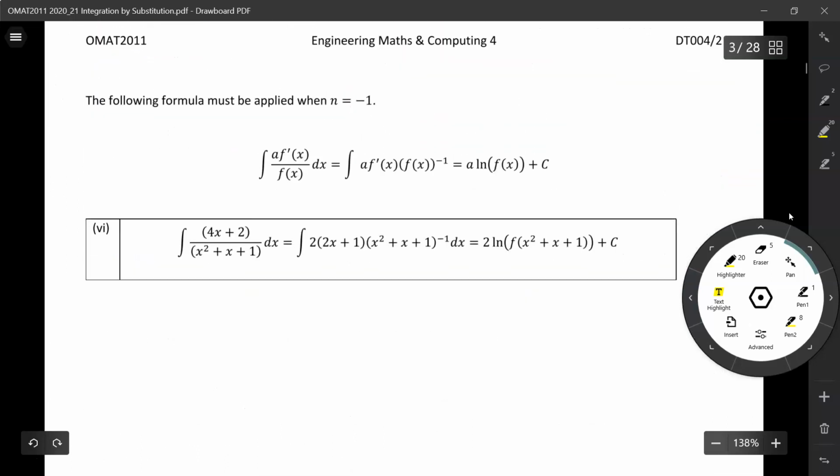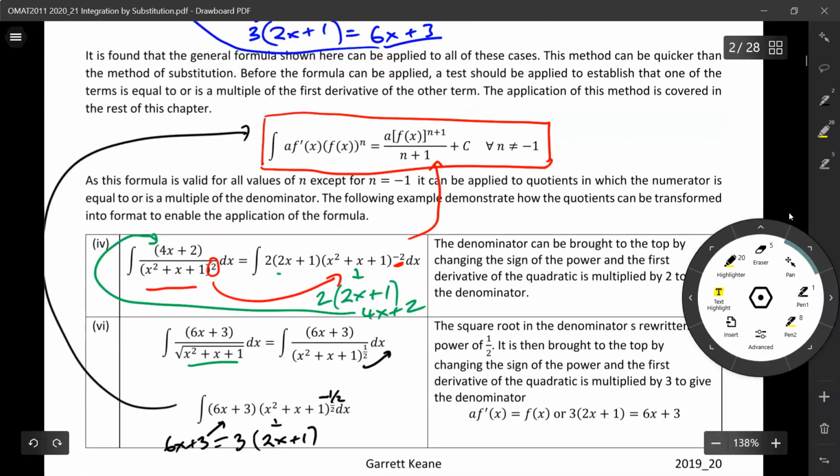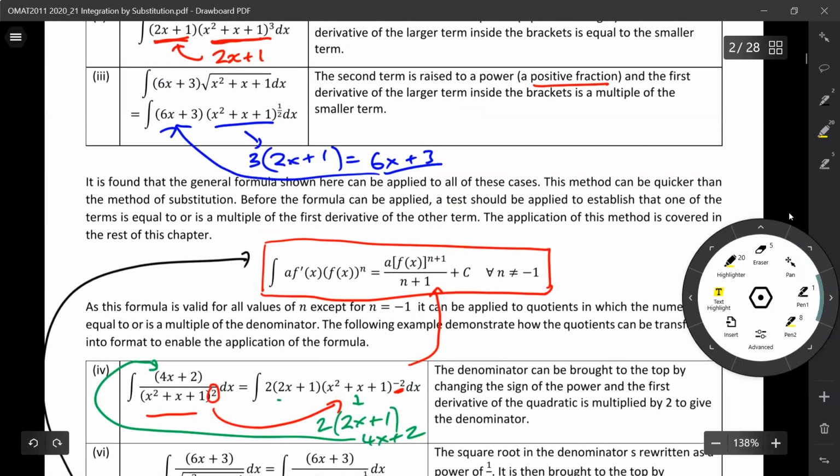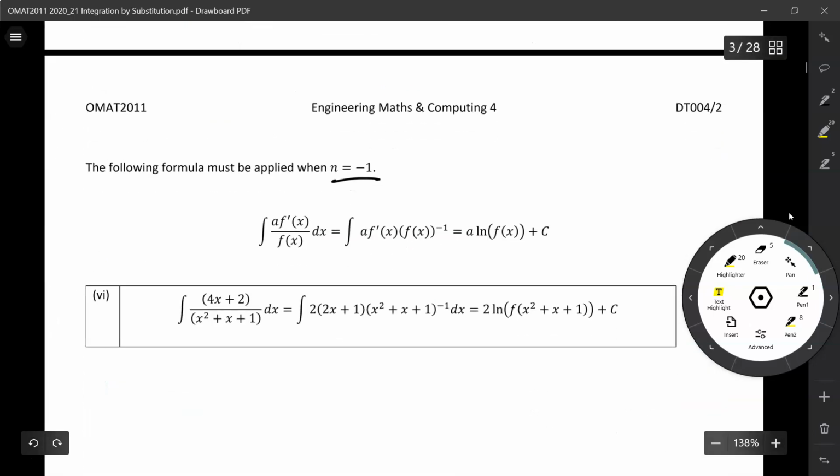And then this last one is what happens when n is equal to minus 1. This rule works for all cases except where n up here is equal to minus 1. So this symbol here means for all. So this is valid for all cases except where n is equal to minus 1, for all n not equal to minus 1. So what happens when n is equal to minus 1? Well, in that case you use this rule.